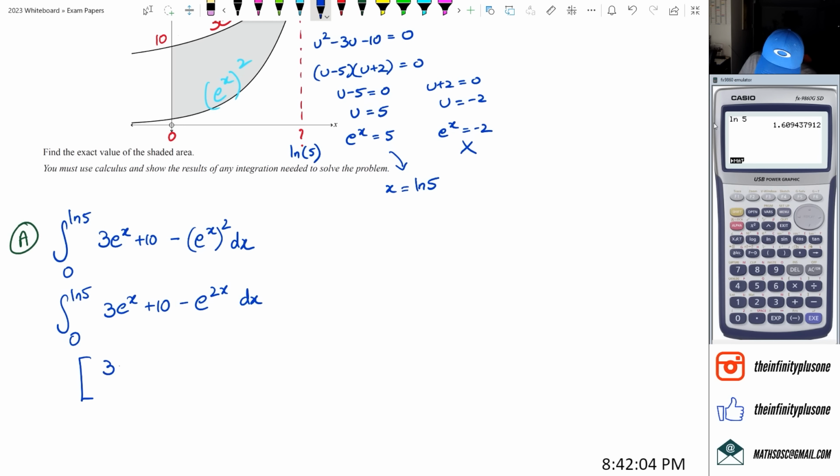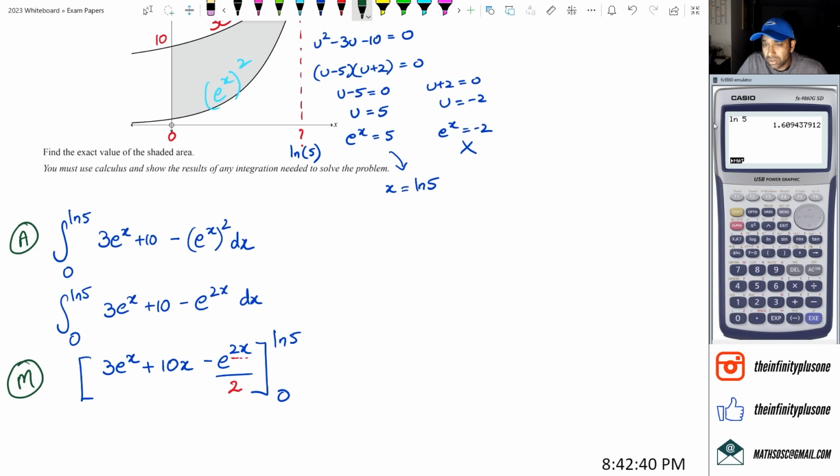So I'm going to get 3e^x, because when I integrate e^x, I just get the same thing, so I don't really need to worry about it. When I integrate 10, I'm going to get 10x. And when I integrate e to the power of 2x, I write everything as it is, and I've got to divide by the differentiation of the power. In this case, it's going to be 2. And the limits for this is between ln of 5 and 0. Now, correct integration is actually going to get you a merit, which is here.